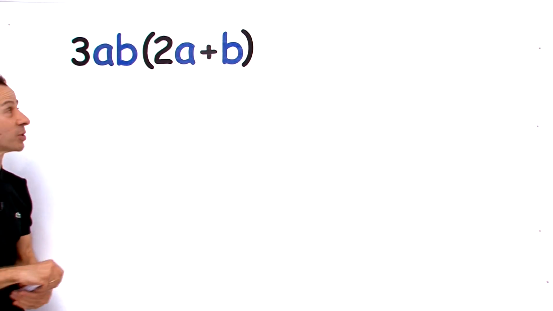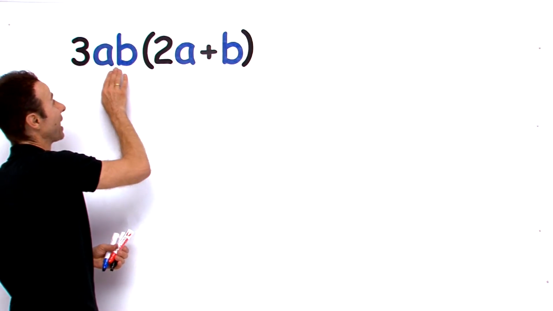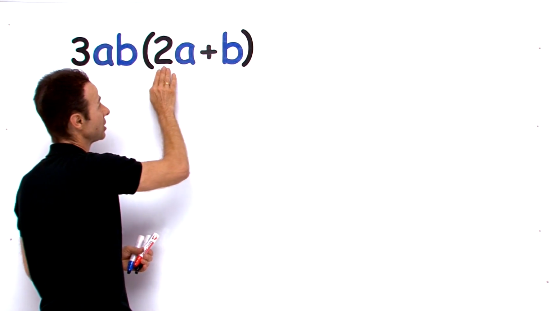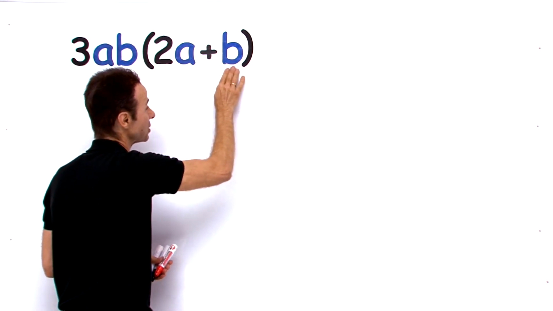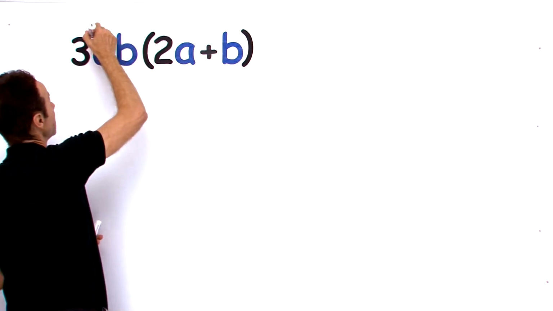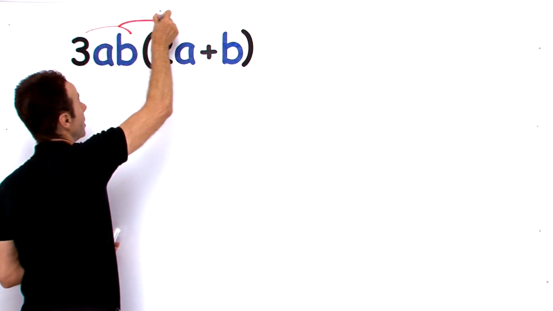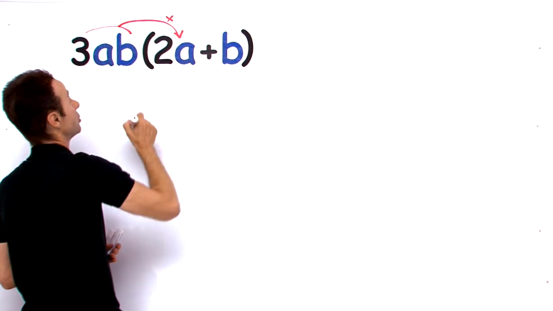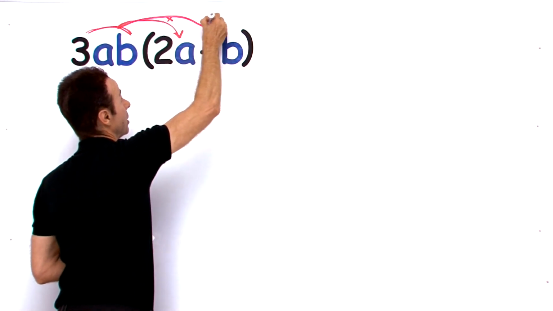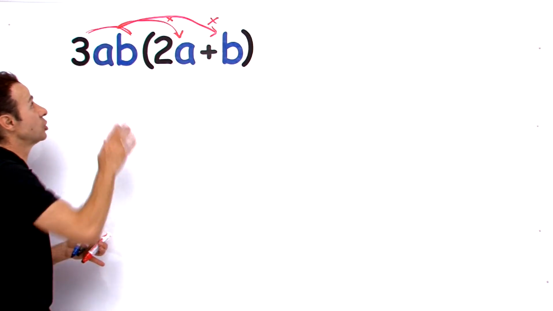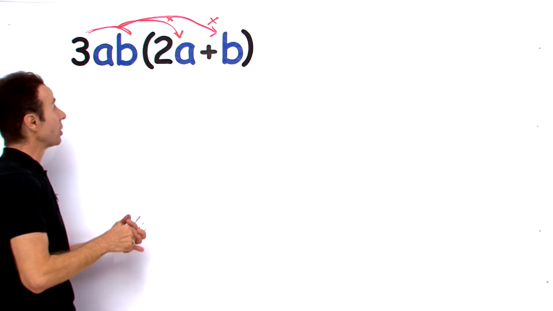Well, the way we're going to distribute it is we're going to multiply the 3ab by the first element, 2a, and then we're going to multiply 3ab by the b by itself right there. So essentially it's all of this multiplied by the 2a, and then all of this multiplied by the b. So let's go ahead and distribute this across these in the parentheses.